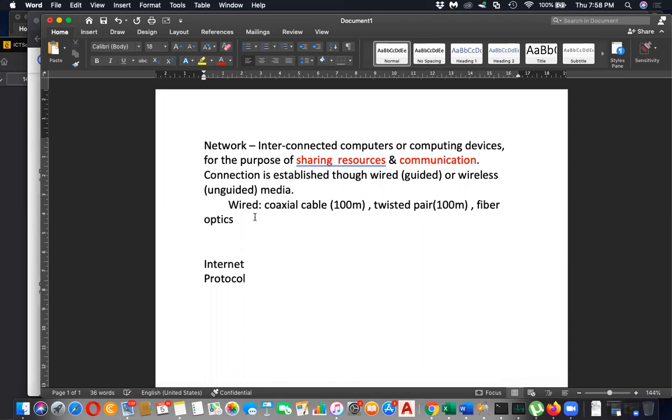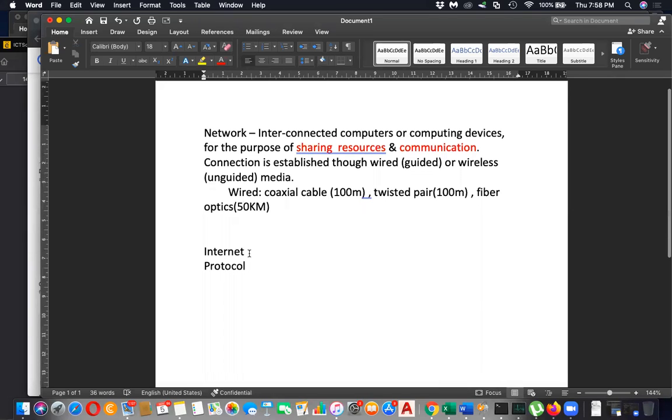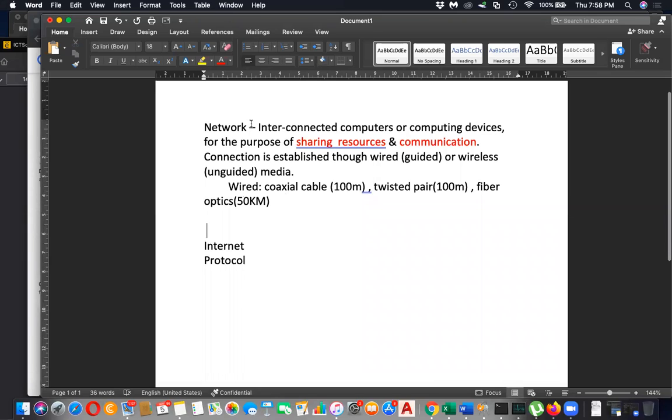And then fiber optics also. But it is 50 kilometers, a very long distance, because it's using light. So now you know what a network is. A network can be connected using wired or wireless media. It is computers or computing devices, basically.